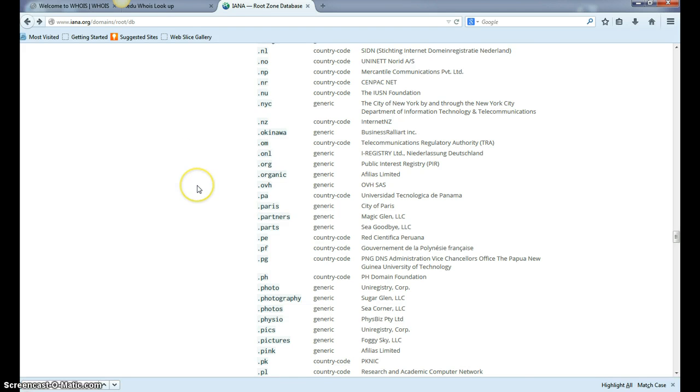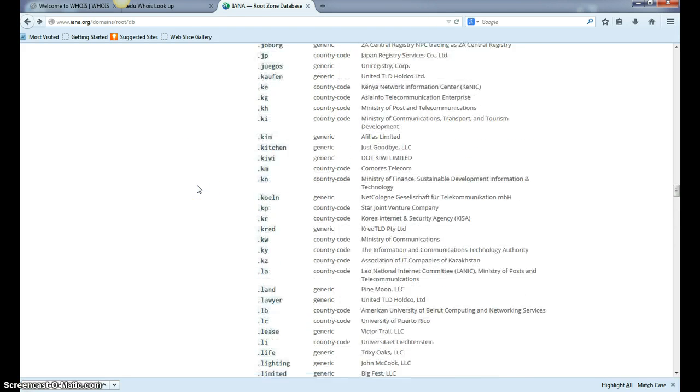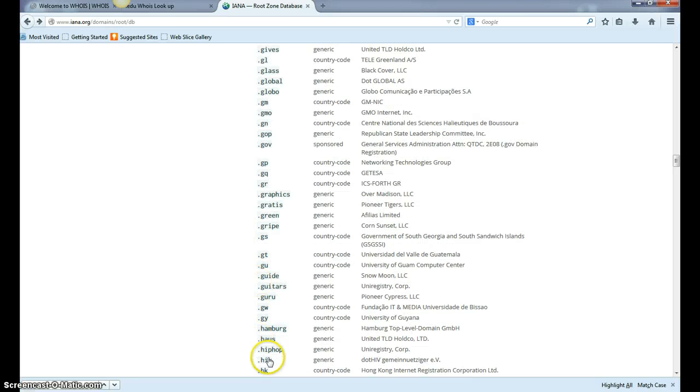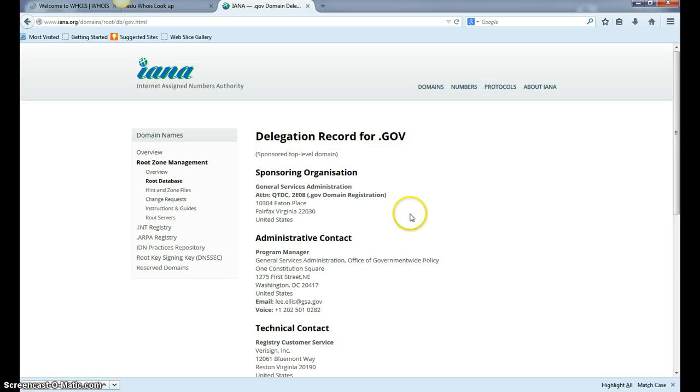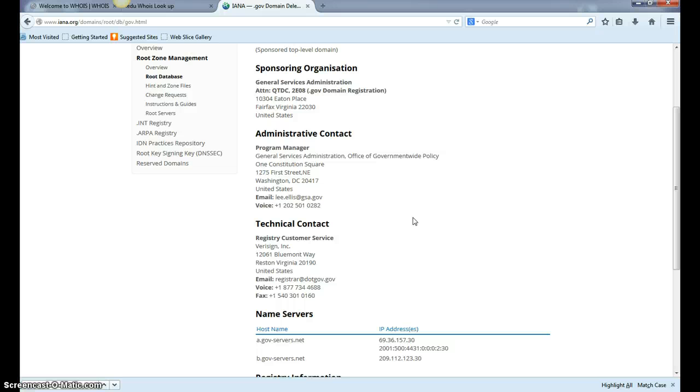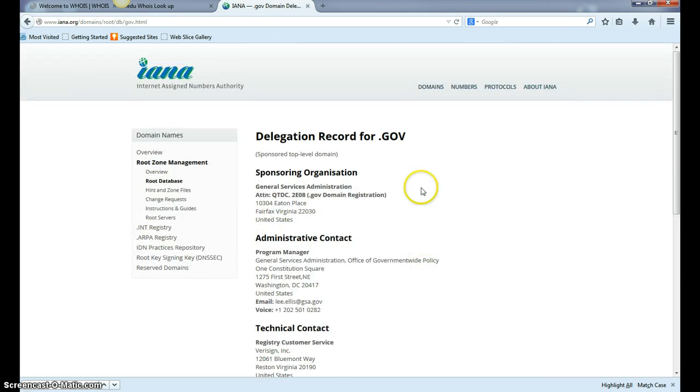Now, when we talk about .gov and .edu, let me scroll up to .gov and see what that says here. It's sponsored by the General Services Administration, .gov domain registration. So I can tell you from this that the .gov is regulated, and there is a process by which you have to be approved and confirm that you are a government organization before you can purchase the .gov.